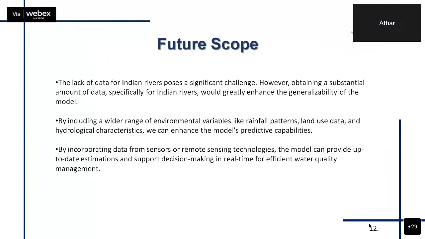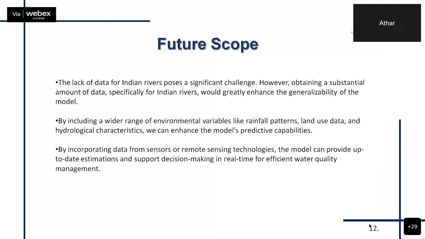Talking about the future scope, the limited data available for Indian rivers is a big challenge. But if we can gather a lot of data specifically for Indian rivers, it will greatly improve the model's ability to work well for them. Having more data makes the model more general and useful for understanding and predicting water quality in Indian rivers.